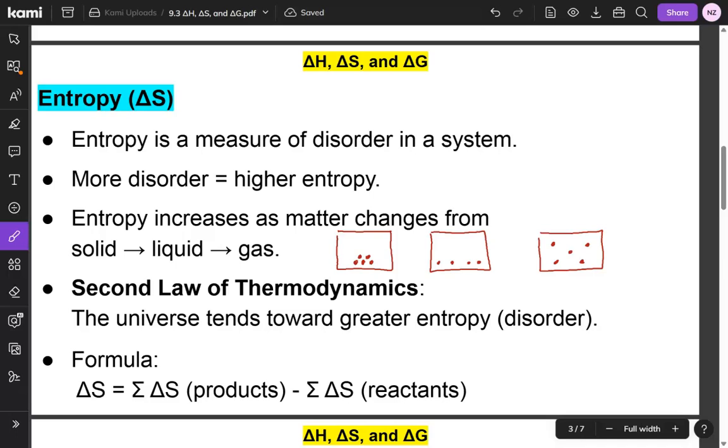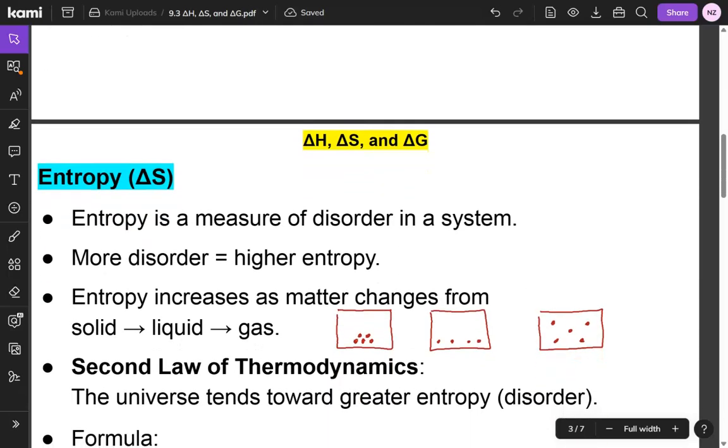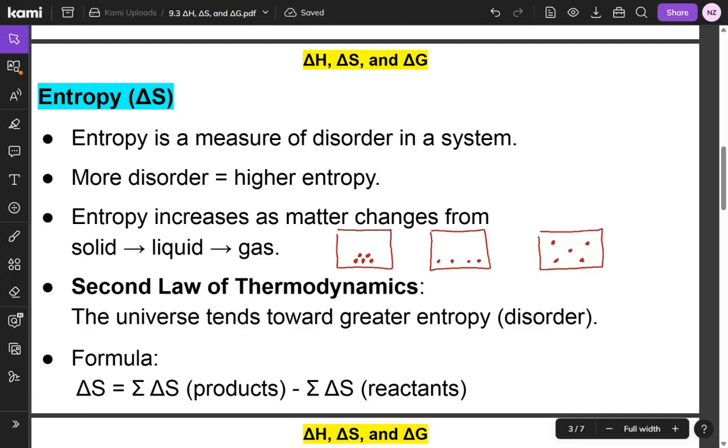The second law of thermodynamics is that the universe tends toward greater entropy or disorder. The formula to find entropy is very similar to the formula to find enthalpy, where we were taking all of our values for the products, adding them up, and subtracting all the values for the reactants. We find delta S using the same formula, but instead of using the enthalpy values, we're going to use the entropy values.